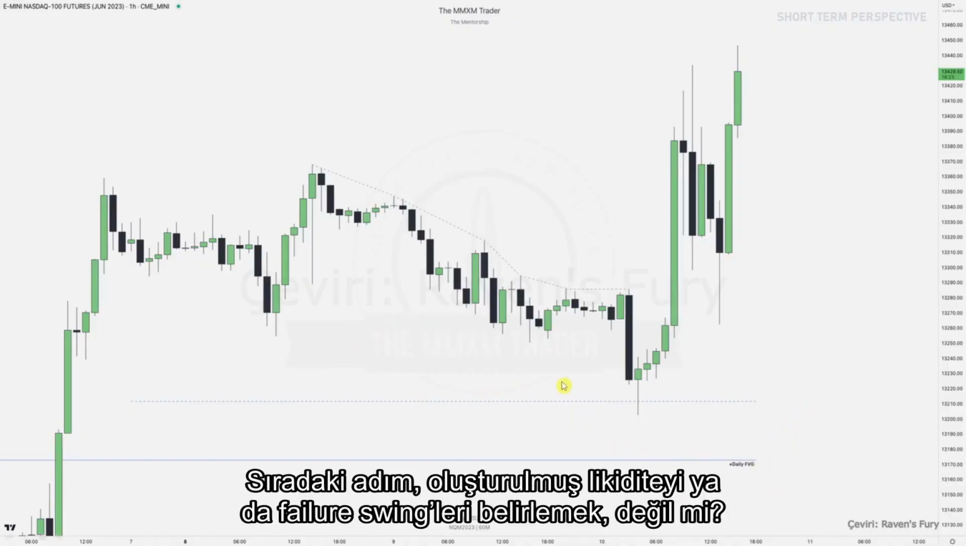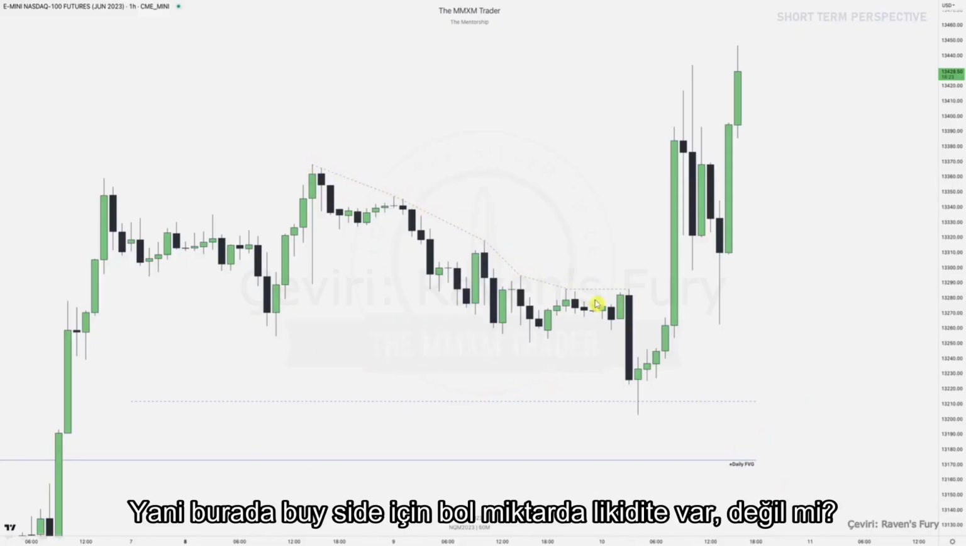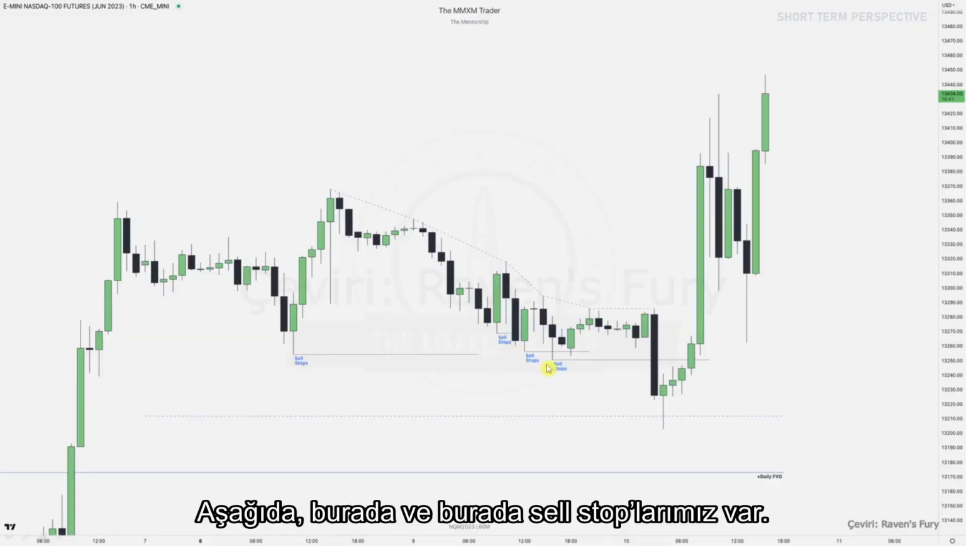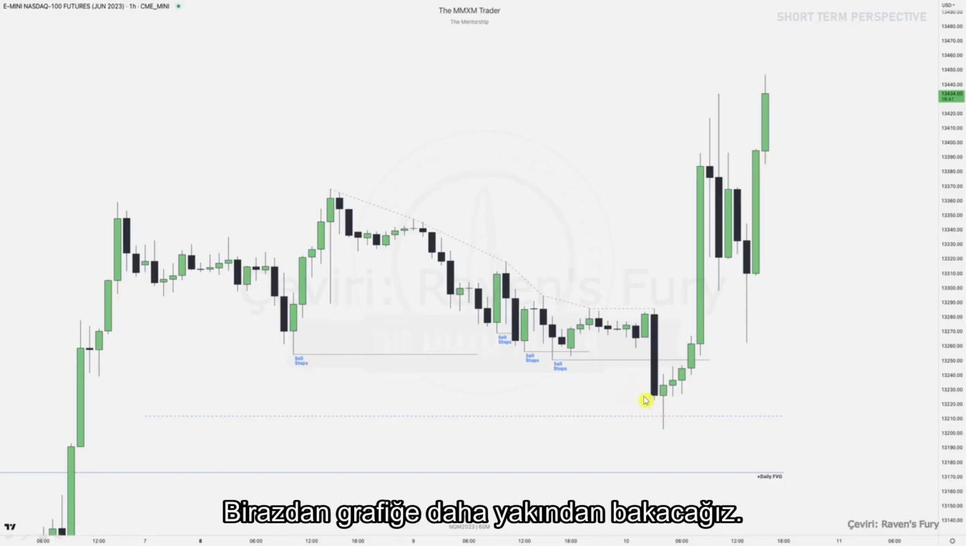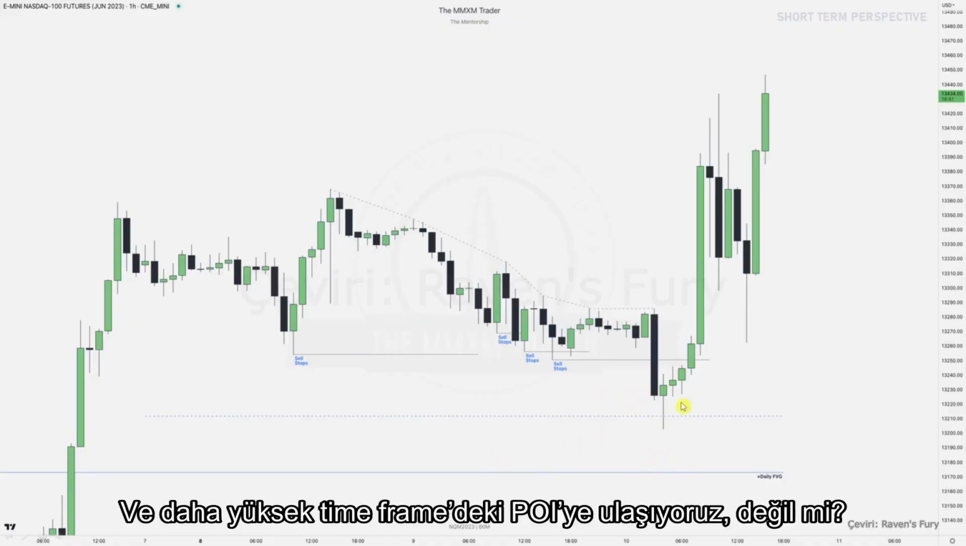Next up, we're gonna spot our engineered liquidity or failure swings, right? We've got a bunch of failure swings up here. So there's a lot of liquidity here, right? For the buy side. We've got sell stops down here, we've got sell stops down here, and here, and here, and these sell stops all got raided prior to that news release, right? We're gonna zoom in a little bit more later, but this all happens before that news release has happened, and we hit that higher time frame POI, right?